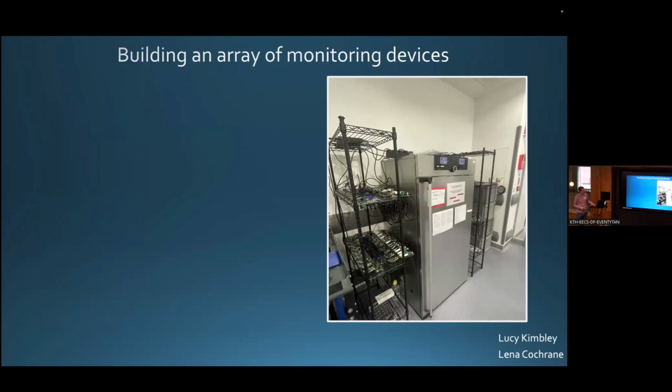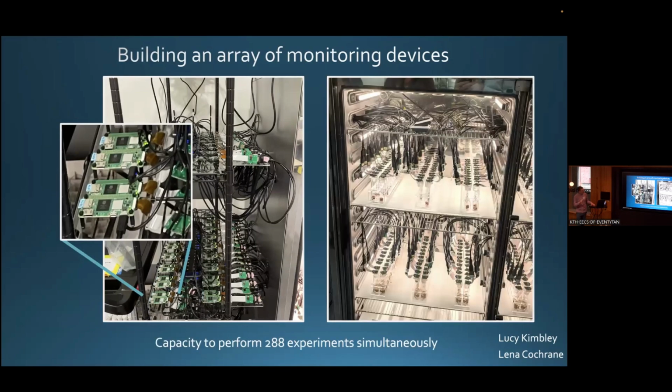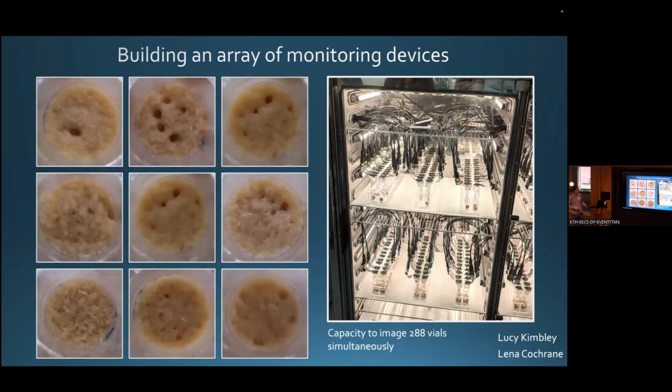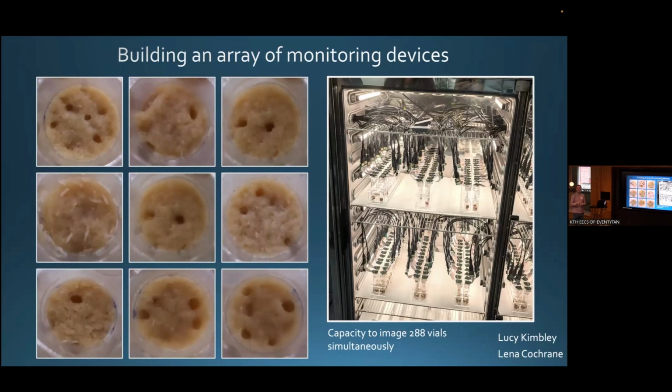But we built this incubator that has arrays of Raspberry Pis, so hundreds of them. They run these camera cables into the incubator. They then record from many of these vials simultaneously, so we can do about 300 experiments. And now we just have loads and loads of images like this. But then we needed to figure out how to quantify them.